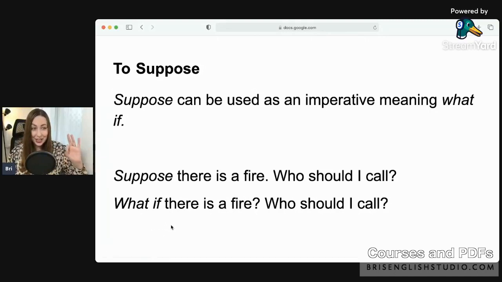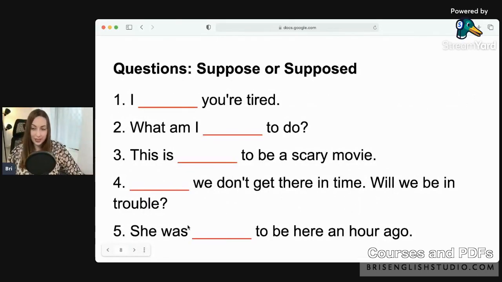Okay, very good. All right, so there is a quiz. We have 5 questions. I want you to choose either suppose or supposed. There is another one that we didn't talk about, and that is supposed. It is a different pronunciation, but we'll get into that maybe in a different lesson. So suppose or supposed.